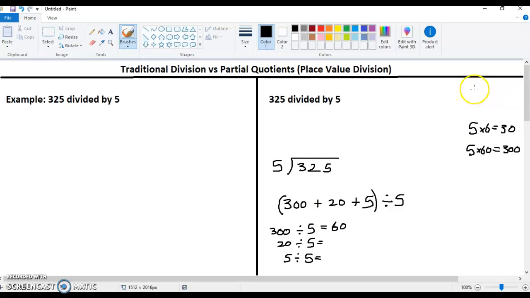And the next one says 20 divided by 5. Well, I know that 5 times 4 equals 20. So if I have 20 divided by 5, that's going to equal 4. The reason I know that is because 5 times 4 will lead me to 20. Finally, I have 5 divided by 5. Well, any number divided by itself automatically equals 1. 5 can only go into 5 one time.